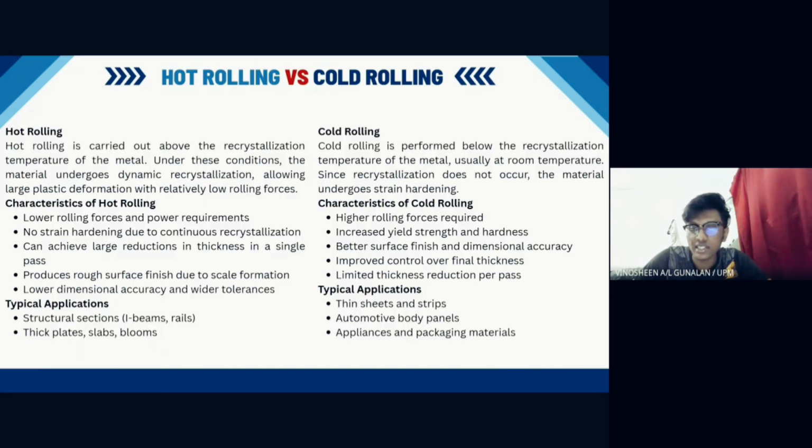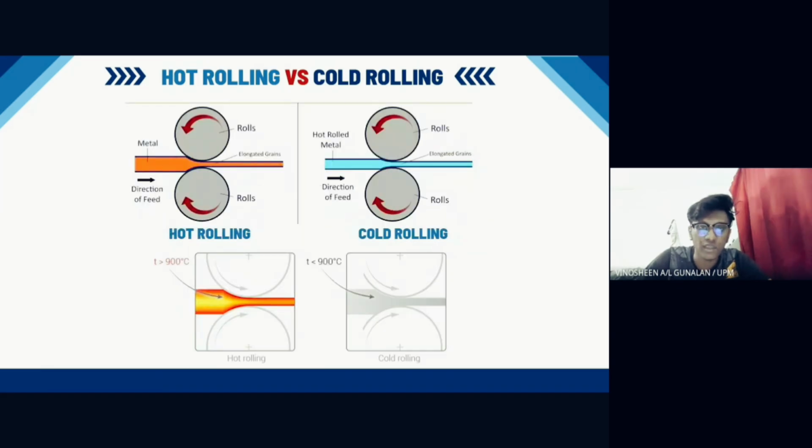So let's look at the characteristics of cold rolling. Higher rolling forces required, increased yield strength and hardness, better surface finish and dimensional accuracy, improved control over final thickness, and limited thickness reduction per pass. So the applications are thin sheets and strips, automotive body panels, and appliances and packaging materials. So these are the examples and images of hot rolling versus cold rolling.